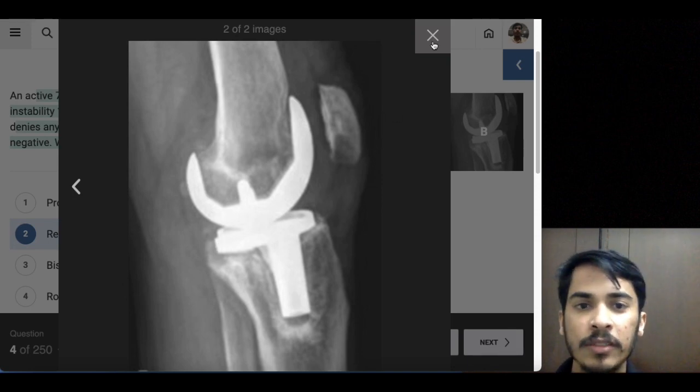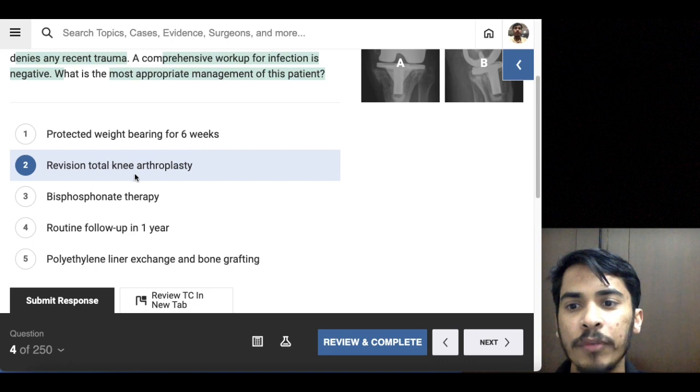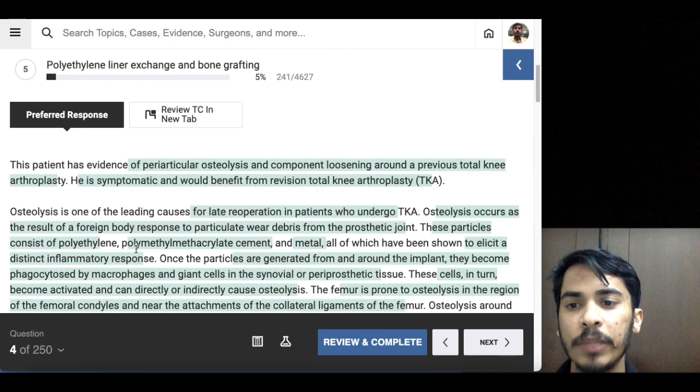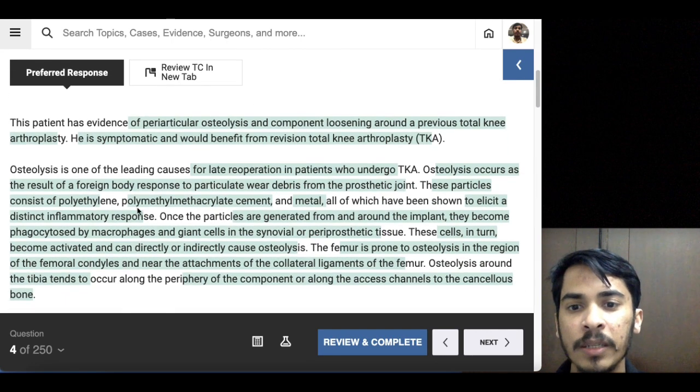There is osteolysis. So after ruling out infection, we definitely have to do a revision total knee replacement. So revision total knee replacement is needed in an osteolysis, aseptic osteolysis. Osteolysis occurs as the result of foreign body response to particulate wear debris from the prosthetic joint. These particles consist of polyethylene, PMMA, and metal, all of which have been shown to elicit a distinct inflammatory response.